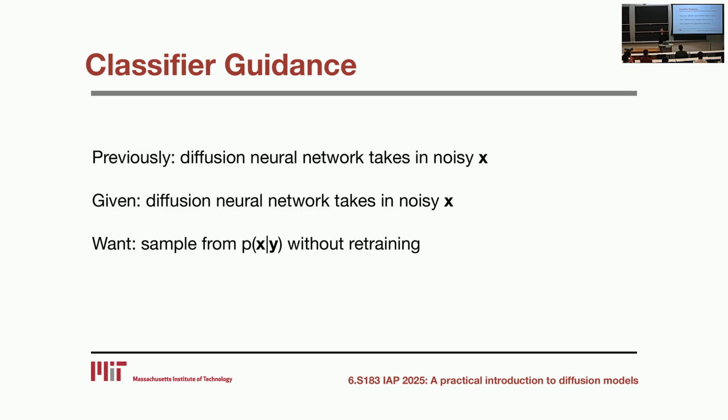So now let's consider a slightly different objective. Let's say that at training time, you are allowed to train a diffusion neural network that can denoise your noisy X, just like all the lectures before. So that is a given setting. However, this time, at sampling, we want to sample from P(x | y) without retraining your model. So you're actually given an unconditional model, but I want you to sample conditionally. How can we do that?